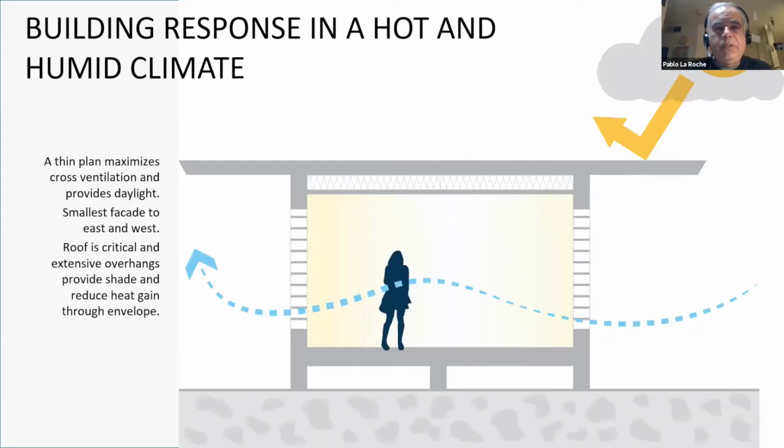What is the typical response for buildings in hot and humid climate? It's a thin plan in which you are maximizing cross ventilation and you're providing daylight also. And the smallest facade is towards the east and towards the west. Close to the equator, the sun rises close to the east and sets close to the west, and then spends a lot of time overhead. So the roof is really critical, which must be insulated and provide extensive overhangs. And this shade reduces heat gains through the envelope.